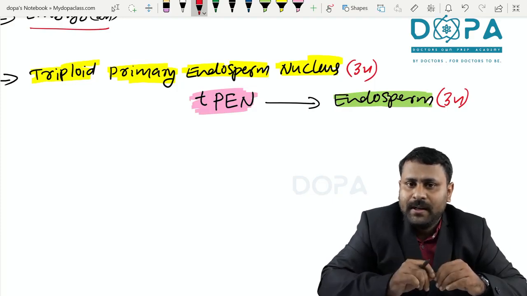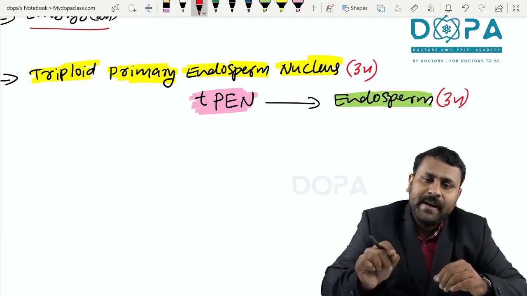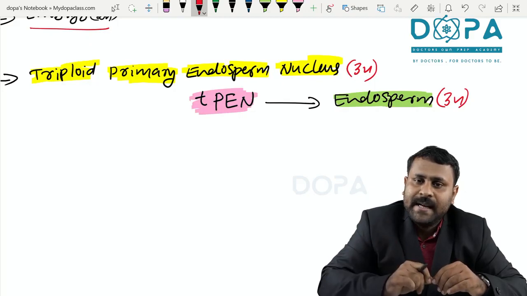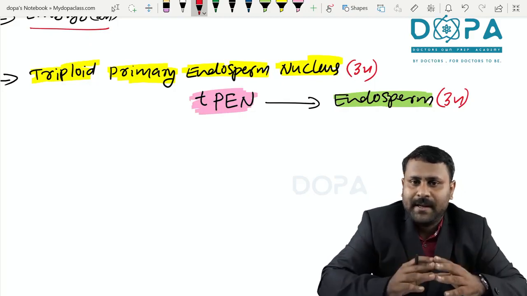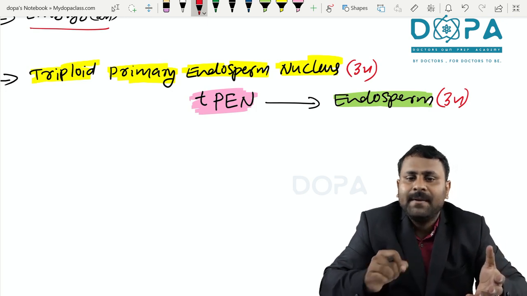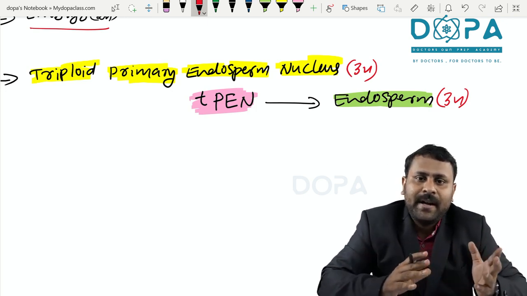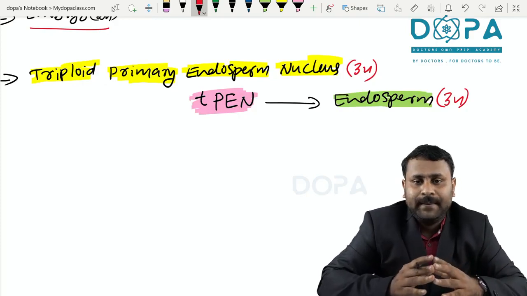Wind pollination is called anemophily. Water pollination is called hydrophily. In the case of biotic pollination, insect pollination is most dominant. Insects are the most dominant agent. Among the insects, bees are the most dominant agent. Insect pollination is generally called entomophily.